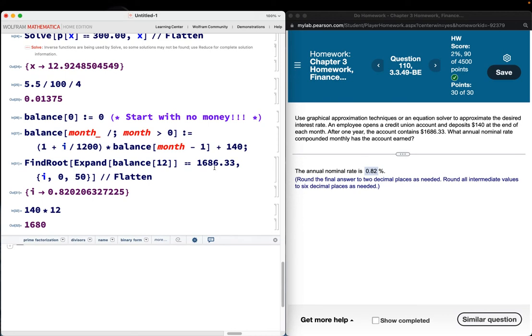What I have here, though, is $1,686.33, which is not a big difference. If you think about it, that's a difference of what? $6.33, which is not a lot of interest. So yeah, it makes sense that the nominal rate is going to have to be pretty small. It's not even 1%. It's 0.82%, which is really kind of small.